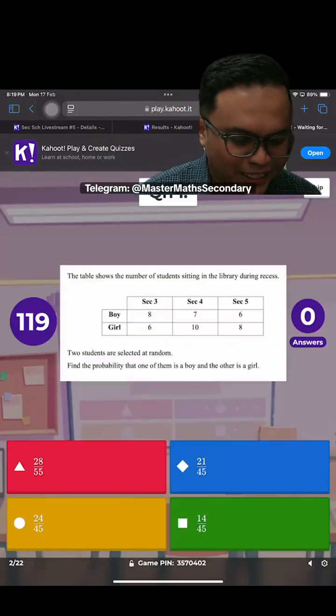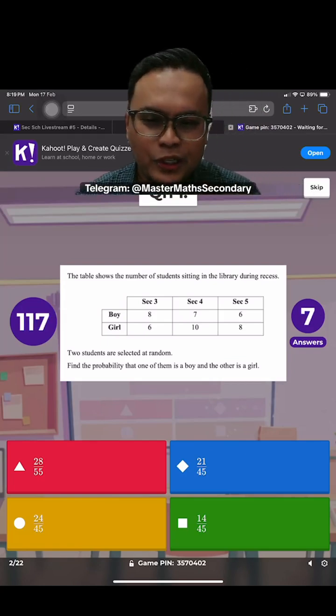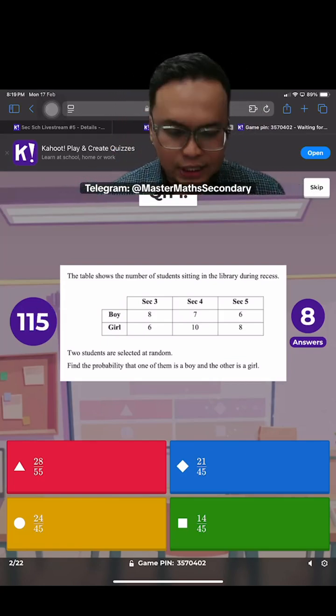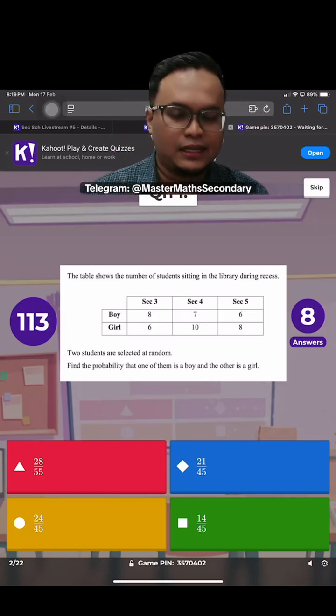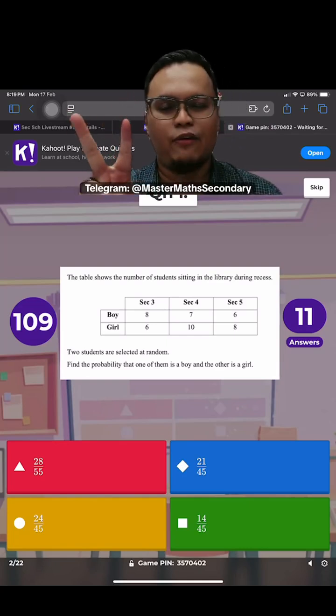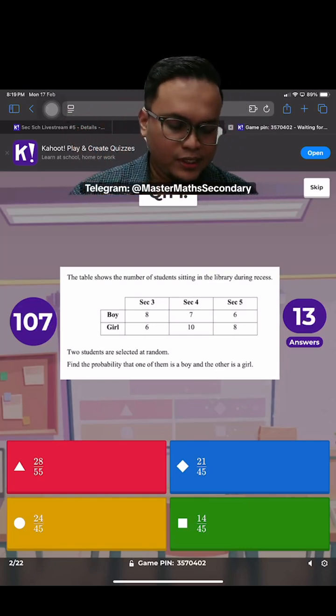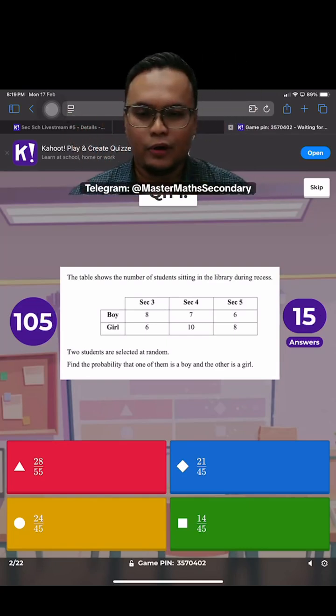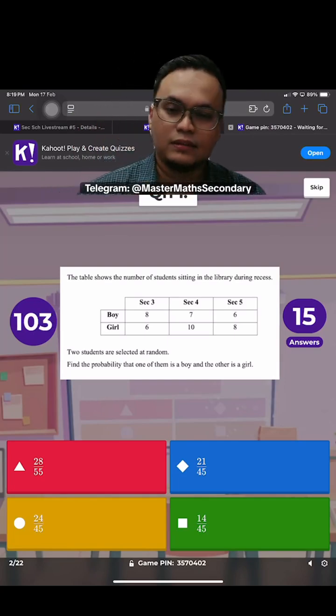Okay, question number 1. You have a table here showing the breakdown of the students who are found sitting in the library. You are selecting 2 students at random. What's the probability that one of them is a boy and another one is a girl?